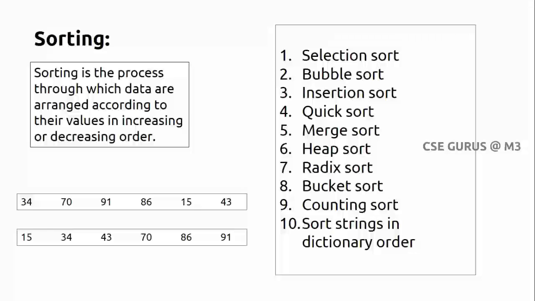You can see selection, bubble, insertion, quick, merge, heap sort, radix sort, bucket sort, counting sort, as well as, of course, sorting strings in dictionary order. That means a set of names is given, so how to sort according to dictionary order. If both names start with A, you have to check with AA. Is that right? So how to do all these things, that also we'll see.